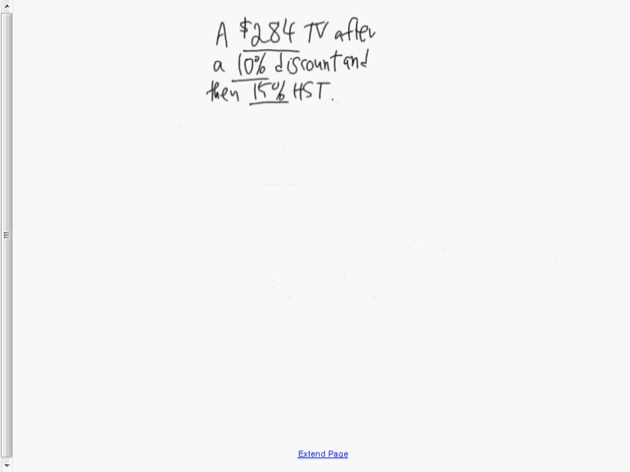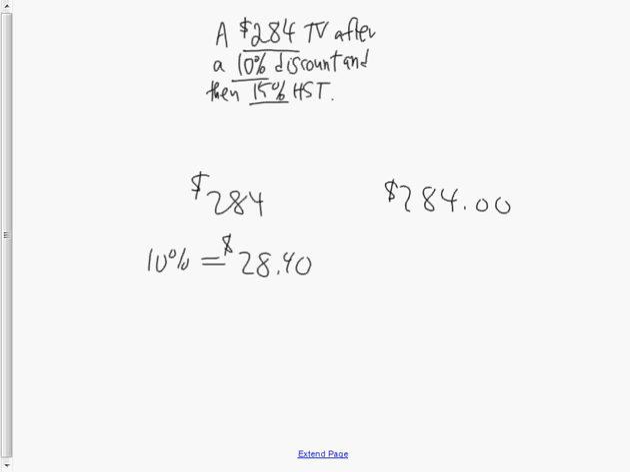A $284 TV after a 10% discount. So if a TV costs $284, 10% of that TV, we know that when we find 10%, we move the decimal over one place. 10% would be $28.40. So we take our TV, which is 284, and we subtract from it 28.40. We get 255.60.